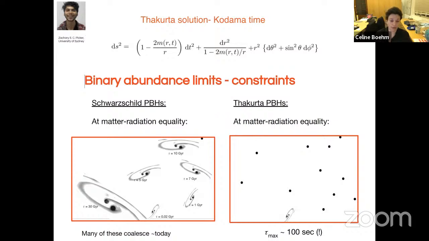One of the constraints is obtained by LIGO. LIGO says, well, if you have those primordial black holes, they probably form binaries. And if they form binaries, you would see them coalesce today. But if you change the metric, and instead of using the Schwarzschild metric, you assume it's in Friedmann, Lemaitre, Robertson, Walker, so maybe Thakurta or anything else, then you change the number of binaries that you form today. And as a matter of fact, you may actually evade the LIGO limits.